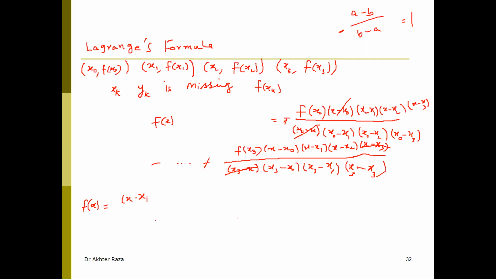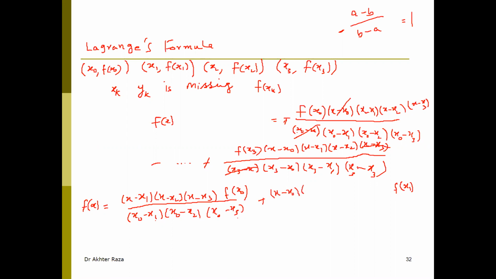x minus x1, x minus x2, x minus x3. In the product, I have f(x naught) divided by x naught minus x1, x naught minus x2, x naught minus x3, plus f(x1), and all brackets I have here: x minus x naught, x minus x1 will not be there, x minus x2, x minus x3, divided by x1 minus x naught, x1 minus x1 will not be there, x1 minus x2, x1 minus x3.